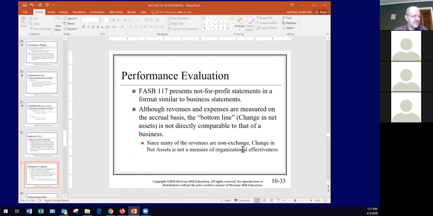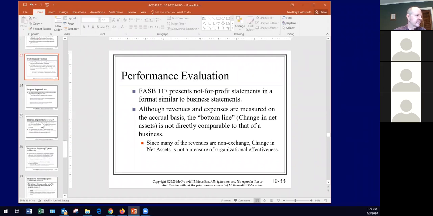Revenues minus expenses does measure the effectiveness of a business because they're trying to make a profit. And therefore, net income is a way of assessing their profits. But this is a not-for-profit organization. So change in net assets doesn't really measure their success in their mission.